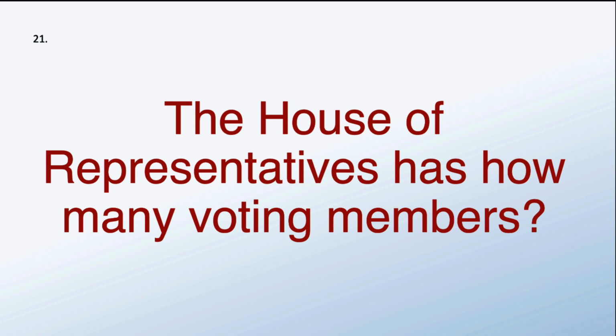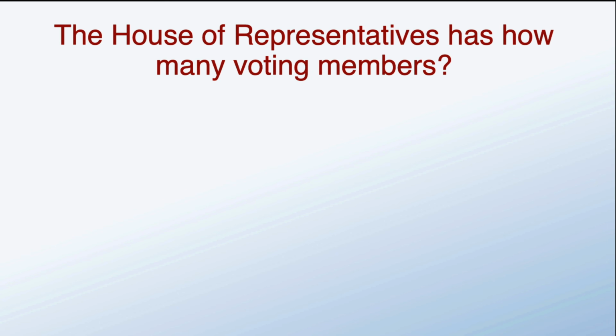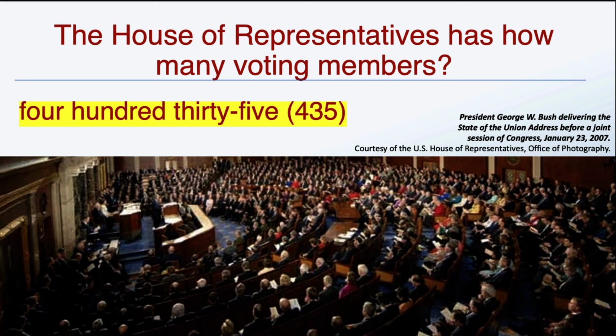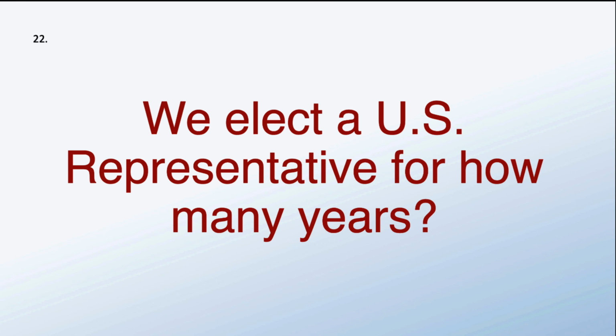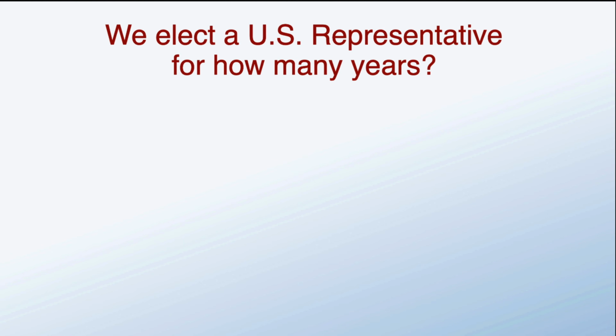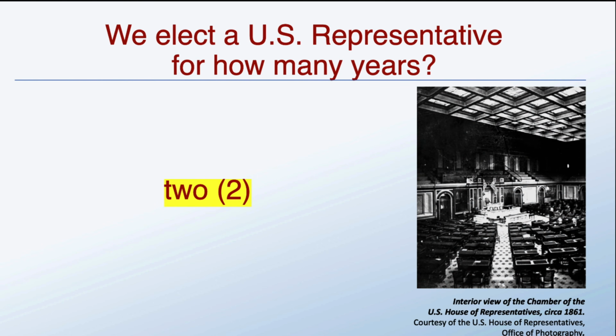The House of Representatives has how many voting members? 435. 435 voting members are in the House of Representatives. We elect a U.S. representative for how many years? 2 years for a U.S. representative.